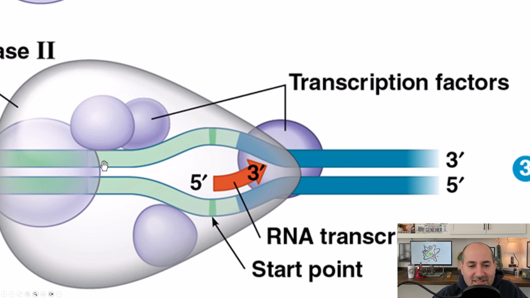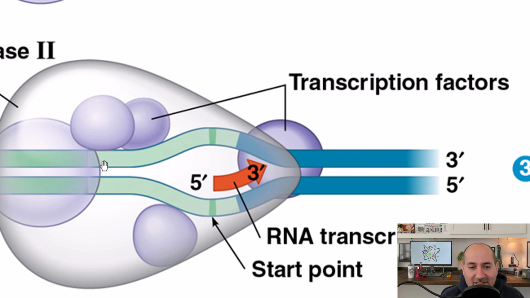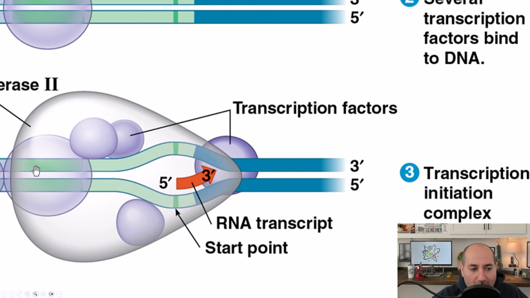So if I asked on the exam, let me ask you this, can you beat Wicket? Is the promoter itself transcribed into mRNA? No, Wicket, that's great, good job. We're not trying to copy the promoter. We're not trying to transcribe the promoter. The promoter is this green area where the RNA polymerase attaches upstream of the transcriptional unit, upstream of the gene. The promoter is for binding of the RNA polymerase.